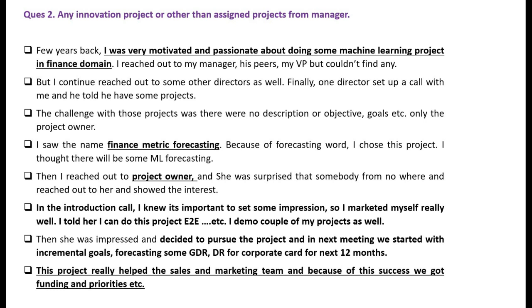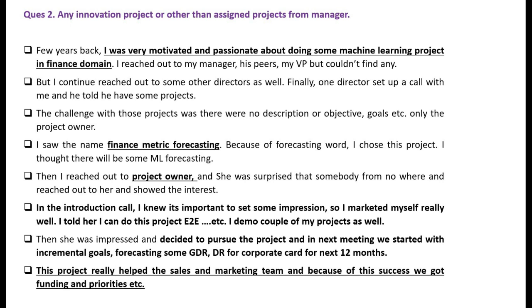And I presented some of my recent projects to her, and she was very much impressed, and then she decided to pursue the project with me. And in the next meeting we discussed the initial goals, or the immediate goals, which we needed to achieve.